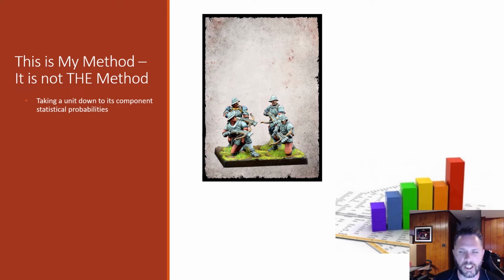We're going to take the unit down to its component statistical probabilities. I am going to use R and Excel to get my values. I'm not going to really show a lot of that in this demonstration, but R is a language that is used by statisticians to visualize data, and Microsoft Excel, of course, is a spreadsheet. So you've heard the term spreadsheeting. Well, Excel is one of the ways that we can spreadsheet.